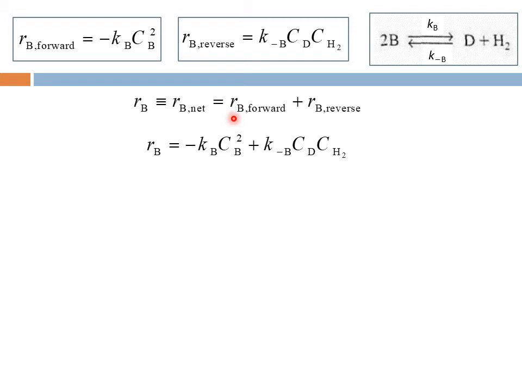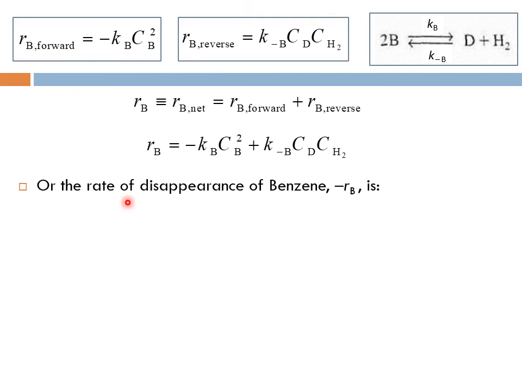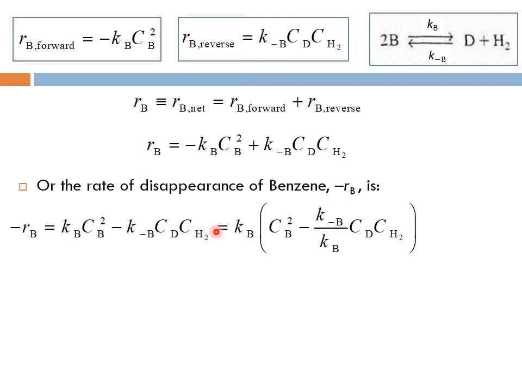You already know that Rb forward equals minus Kb times Cb to the power 2, and Rb reverse equals K minus B times Cd times C hydrogen. Or the rate of disappearance of benzene, that is minus Rb. Simply we can multiply both sides by minus sign. There we go. Okay, let's take Kb as a common factor. Then you have here K minus B over Kb.